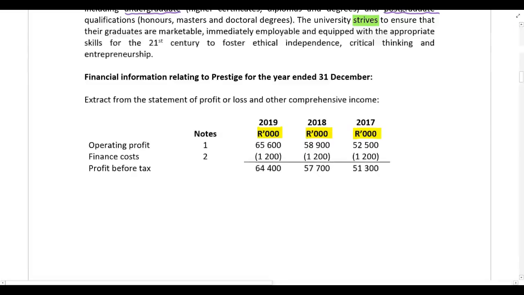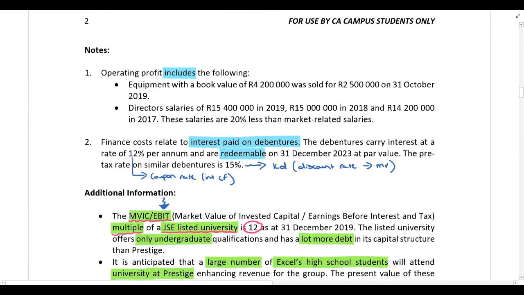So we were specifically told that operating profit includes the following. First, we have equipment with a book value of 4.2 million rand, was sold for 2.5 million rand on the 31st of October 2019. So this will obviously affect the 2019 financial year. Now guys, we are dealing with Prestige over here. We are trying to value Prestige, and Prestige is a university. They are not in the business of selling equipment. So the profit or loss on the sale of this equipment is not operating in nature. So it needs to be excluded from the operating profit figure.